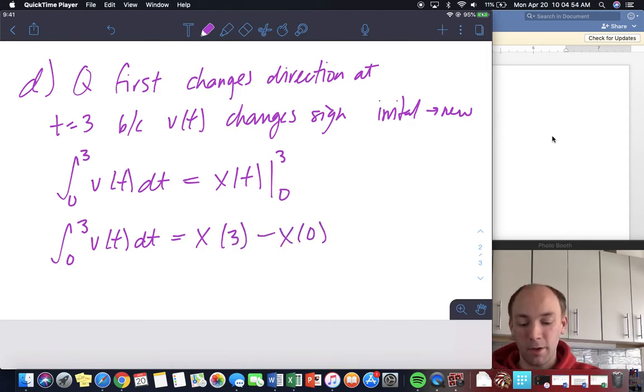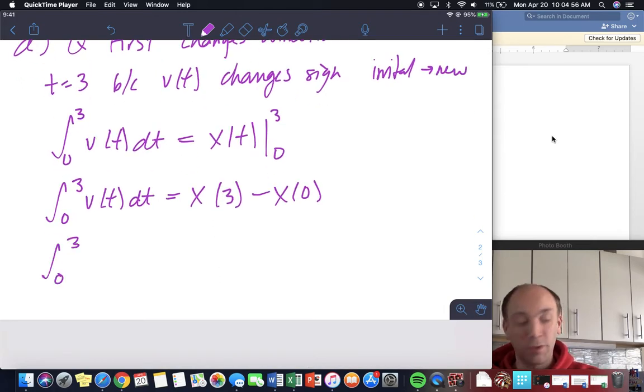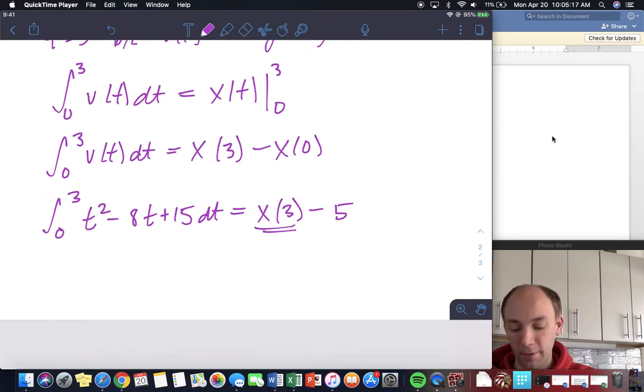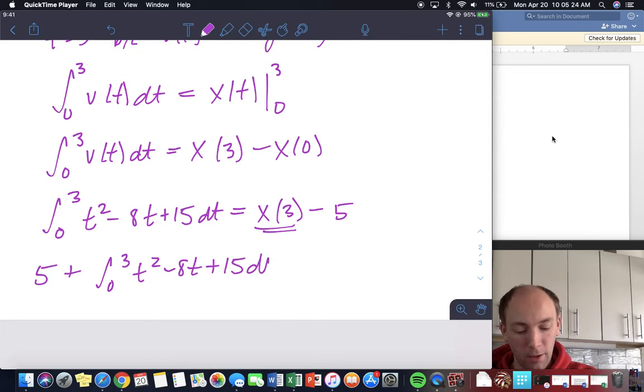Let's plug in the things that we know. We know the velocity function for Q. The velocity for Q was t squared minus 8t plus 15. I don't know the position at 3, but I do know that the position at 0 was 5. I want to solve for the position at 3, so I'm going to move the 5 over. And now we're going to take an antiderivative of that integral. We need to solve the integral.